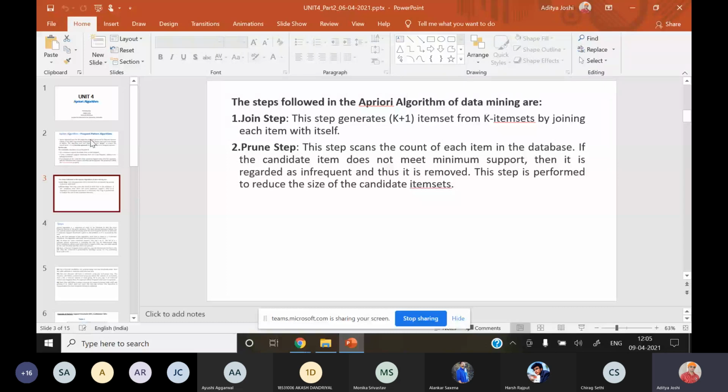The second one is the prune step. The prune step scans the count of each item in the database, and if the candidate item does not meet the minimum support, so you have given a minimum support, if this item does not meet the minimum support, then it is regarded as infrequent. This is not a frequent item set. So we will remove this item from the database. And this step is performed iteratively to reduce the size of the candidate item set. And at the last, we will get the frequent item set.